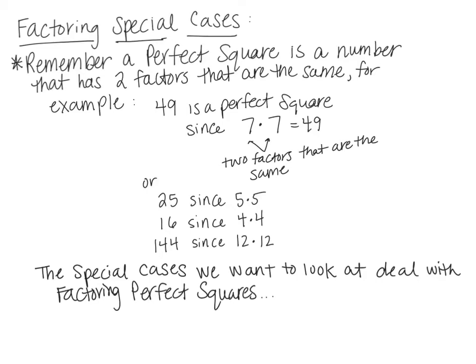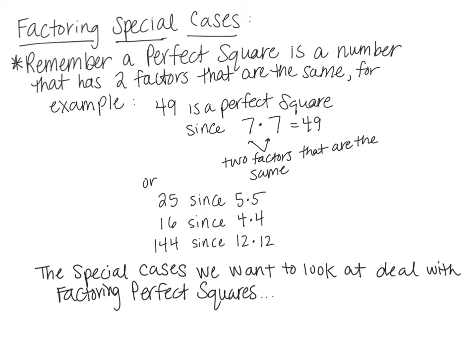All right, we're going to look at factoring special cases. Remember, in general, a perfect square is a number that has two factors that are going to be the same. So for example, 49 is a perfect square because 7 times 7 equals 49, and 7 can be multiplied by itself to get 49.